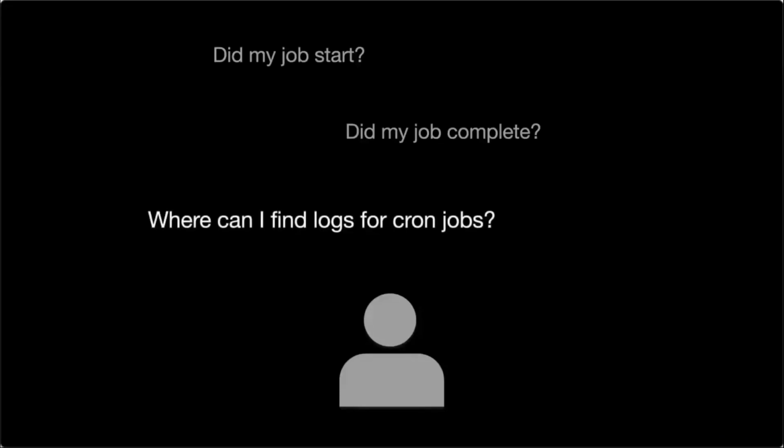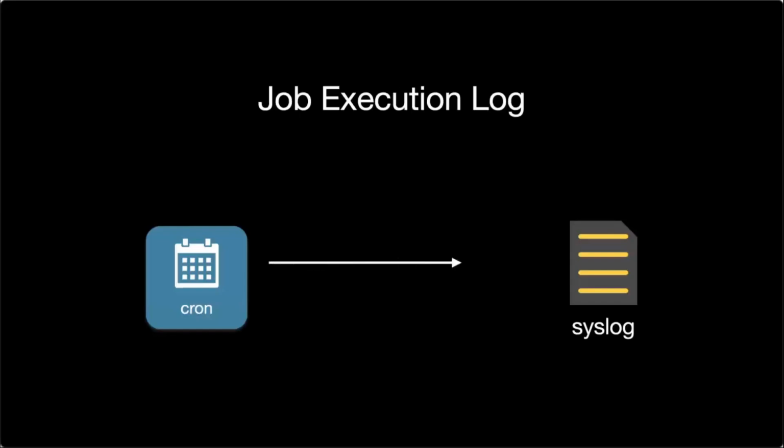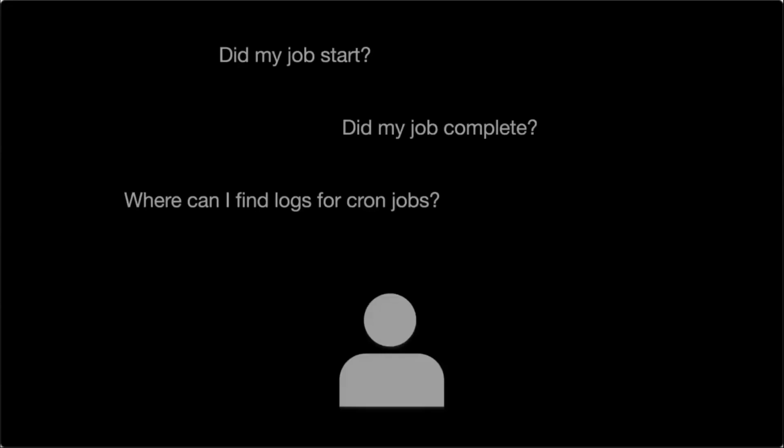Another question users have is, where can I find logs for cron jobs? Well, they aren't centralized, so the answer is complicated. Cron does write job execution logs to a user's syslog, but any other job output, including errors, isn't stored anywhere. To capture job output, a user can either create a log file and direct output to it, or configure the output to be sent to their email. These logs need to be reviewed manually to determine if the job encountered issues, which can also be a tedious process.